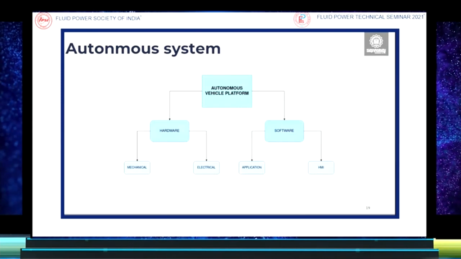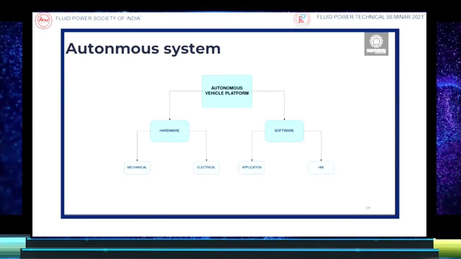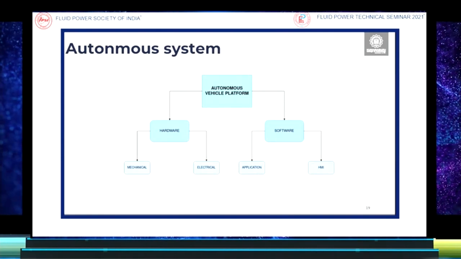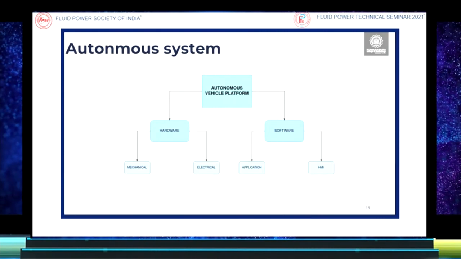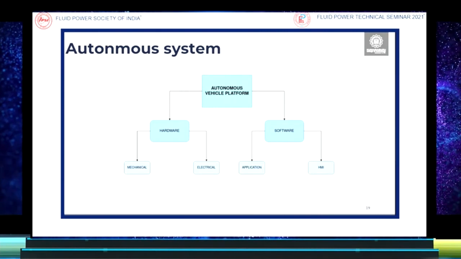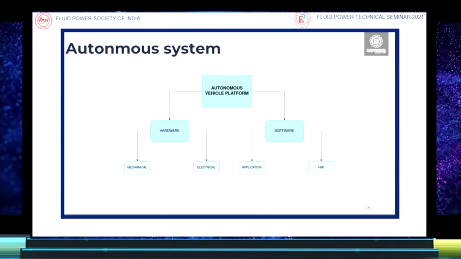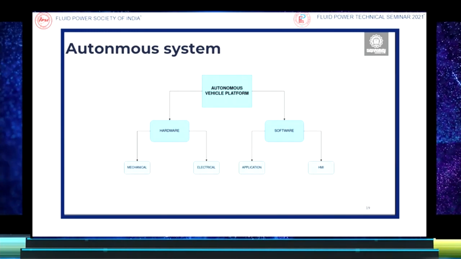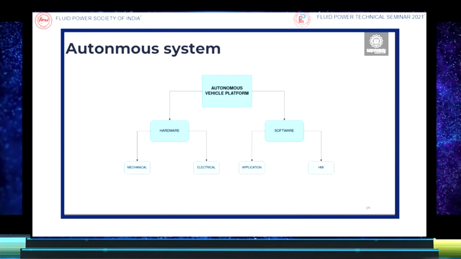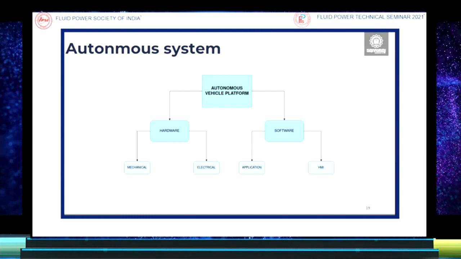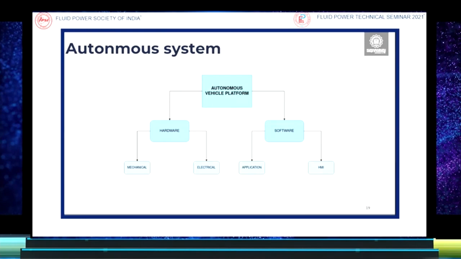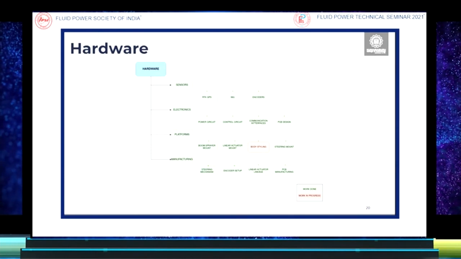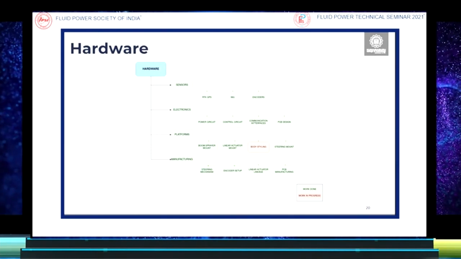So in an autonomous system, we have to consider two parts. One is hardware, the other one is software. Hardware means one is mechanical, the other one is electrical, and software means the application, like whatever I am going to do. If I want to run in a straight line, take a right or take a U-turn, and operate the accessories like the transplanter, all these things come under application. HMI is the instantaneous location as well as the operation content. Apart from this, in the hardware, we have sensors, electronics, and the platform. All these things need to be integrated.